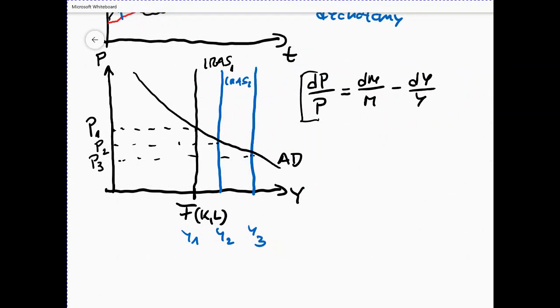So what we do here is that with the LRAS and the AD, we can model the same situation that we could model with the quantity theory of money. And as you can see, what happens here is that because dm is 0, the AD remains the same as before. And because y is going up, because dy is positive, we have a rightward shift here. For that reason, there must necessarily be a decrease in the price level.